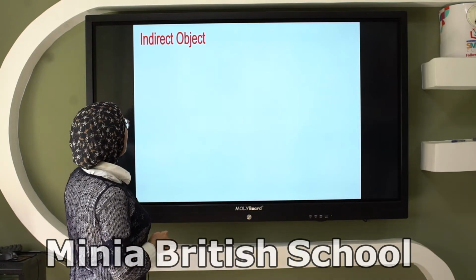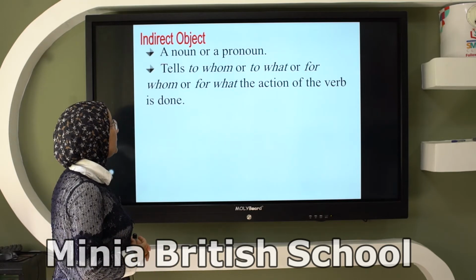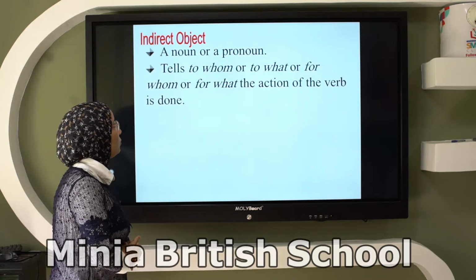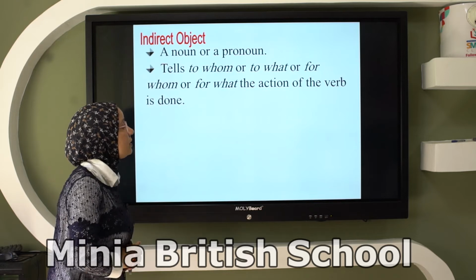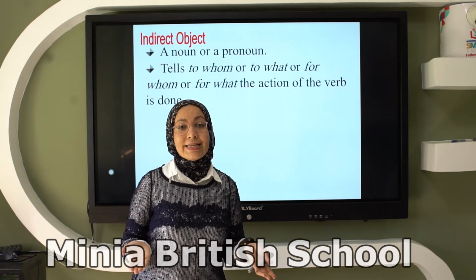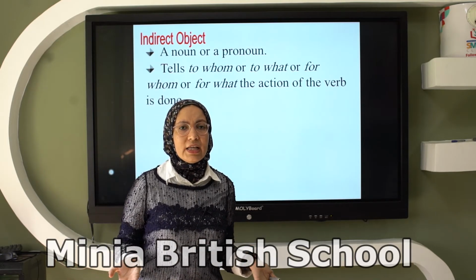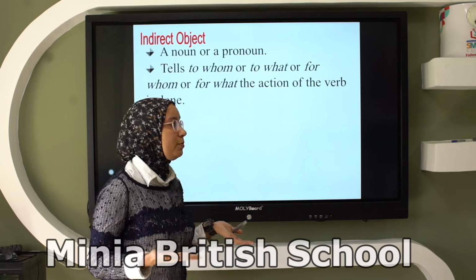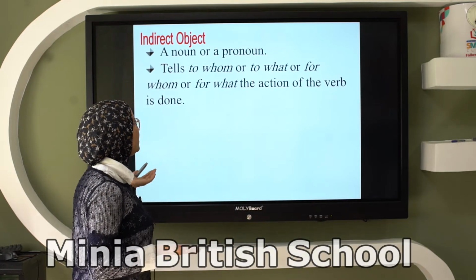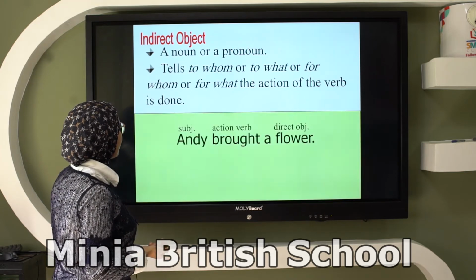Okay, indirect object: a noun or a pronoun that tells to whom, to what, for whom, for what the action of the verb is done. So the sentence here tells us to what, for what, for whom. Okay, the action of the verb is done. Let's take some examples.